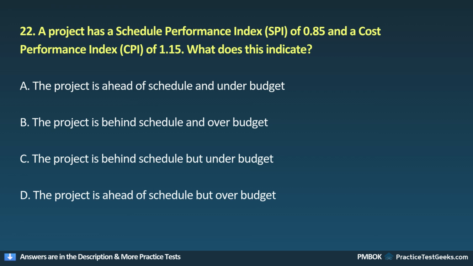22. A project has a schedule performance index, SPI, of 0.85 and a cost performance index, CPI, of 0.15. What does this indicate? A. The project is ahead of schedule and under budget. B. The project is behind schedule and over budget. C. The project is behind schedule but under budget. D. The project is ahead of schedule but over budget.